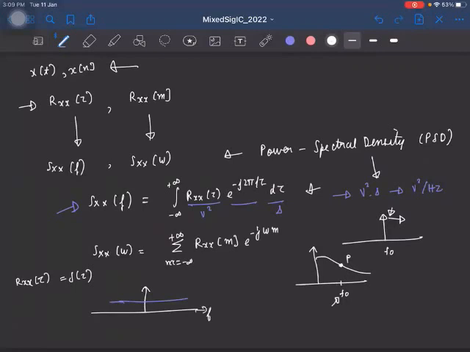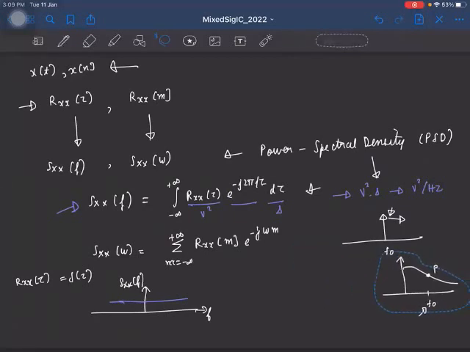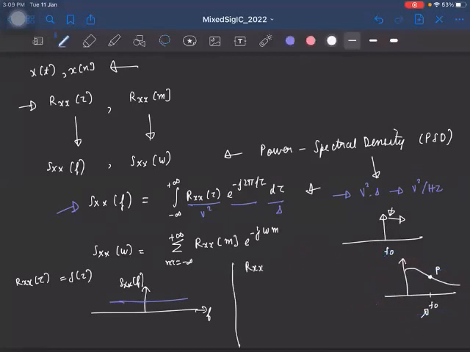This is the frequency axis. This is the power spectral density. Similarly, in the discrete time case, if we had an autocorrelation function that is a discrete time delta, again the power spectral density will be the Fourier transform of this, which is a constant. So we'll have the spectrum from minus pi to pi. It's a constant function.